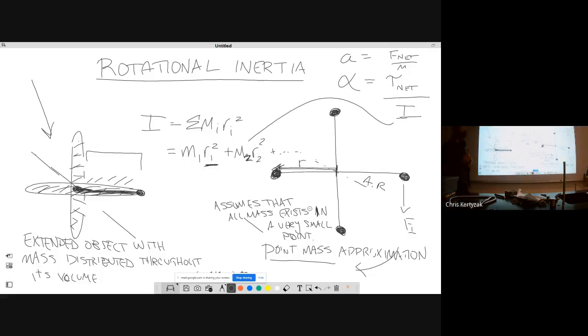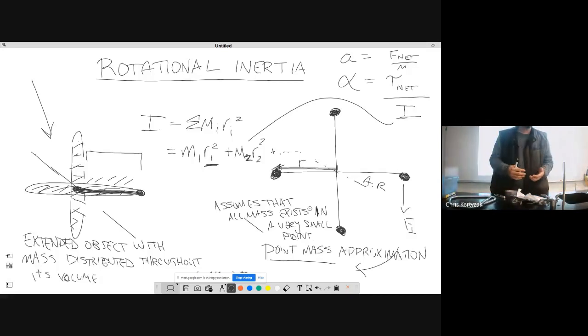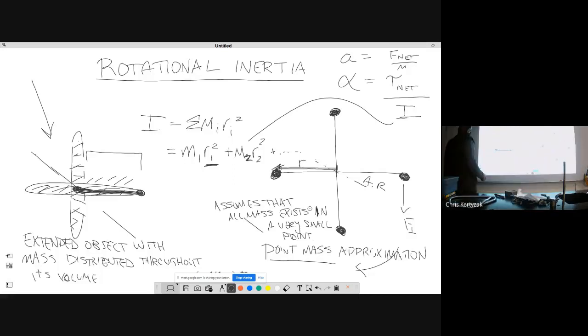So now what we're doing is referencing objects like in your lab, which are not point masses. Those were cylinders, and those were rolling down a ramp. And they definitely have mass distributed throughout the whole entire length of the cylinder. Before I talk about that, I'd like to make a couple of comments.